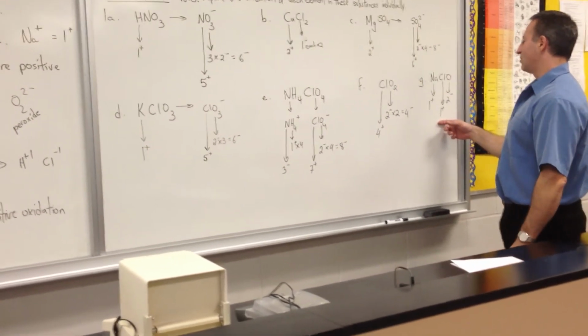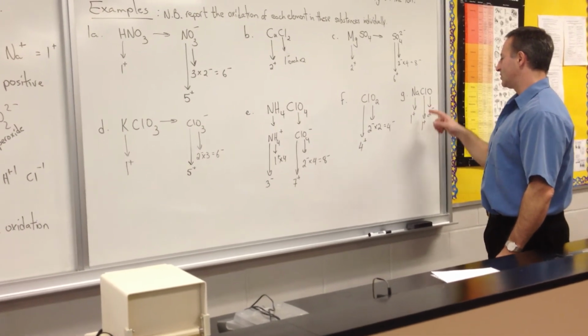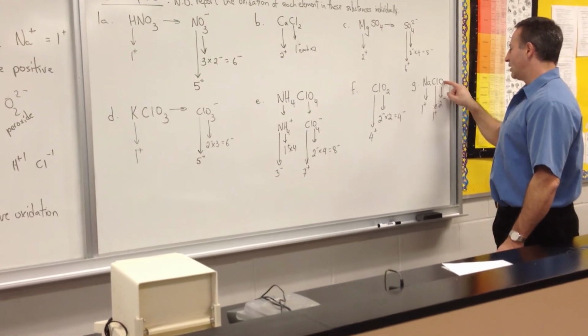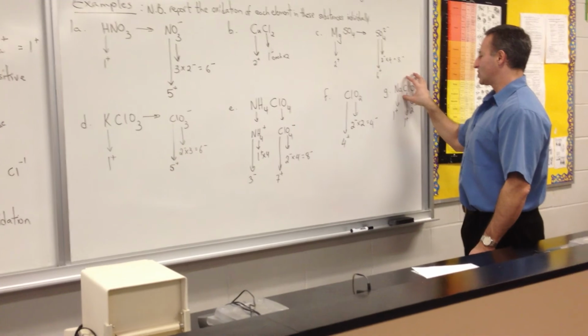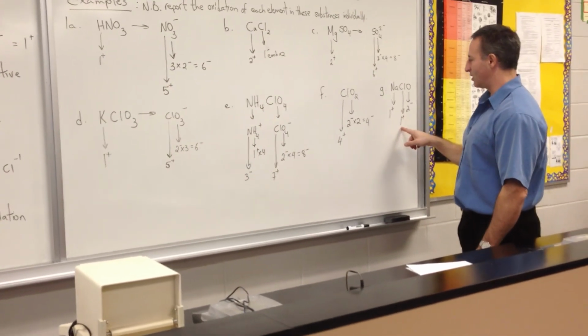And finally, in sodium hypochlorite, you have a group 1 metal with a +1 oxidation state. The hypochlorite anion is -1 overall. There is 1 oxygen atom at -2, and to get that -1 charge overall, you have to have a +1 oxidation state on the chlorine atom.